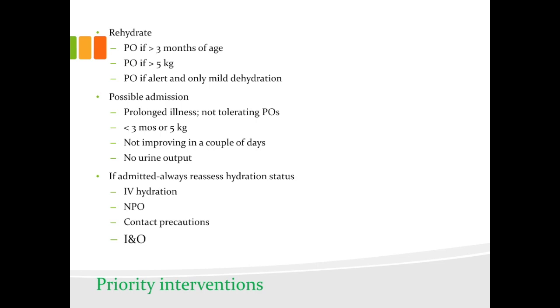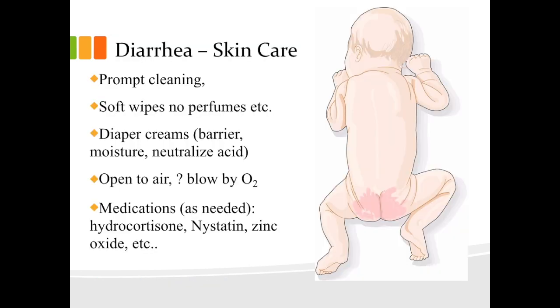So we're going to initiate IV hydration, NPO, until we're allowed to advance the diet. We may put the child on contact precautions for diarrhea because right now we don't know what they have and if it's contagious, so we'll put them on contact, and then strict I&O. You need to provide good skin care. Check their diapers frequently and clean with a mild soap and water. We can use diaper wipes, but we don't want to use perfumes because that'll make that very sore bottom burn.